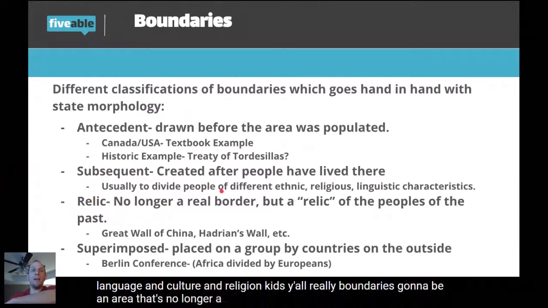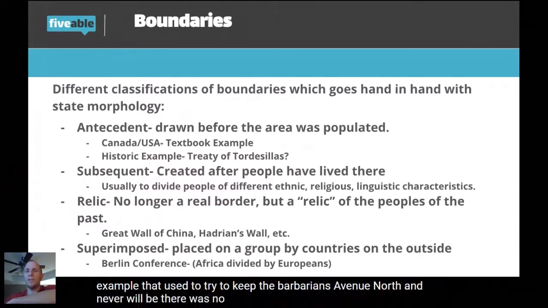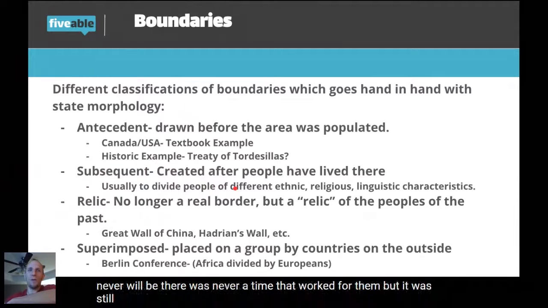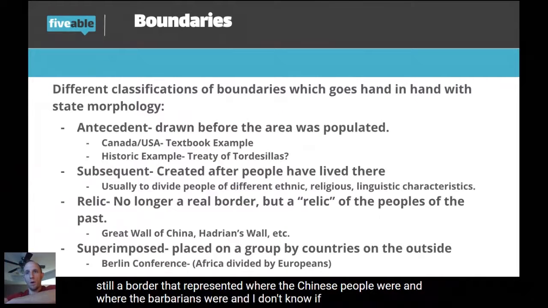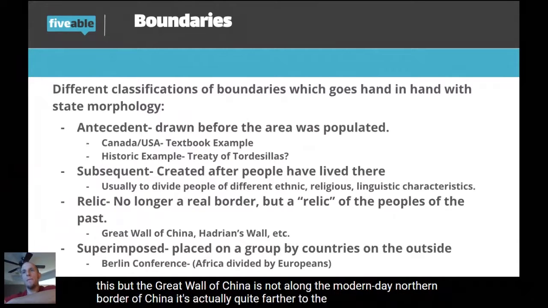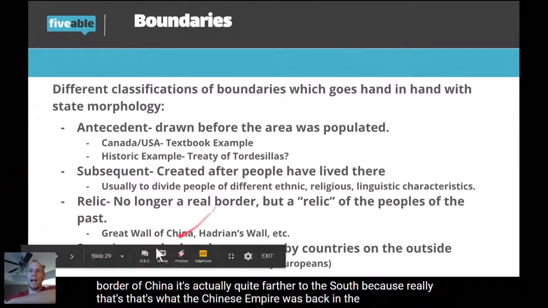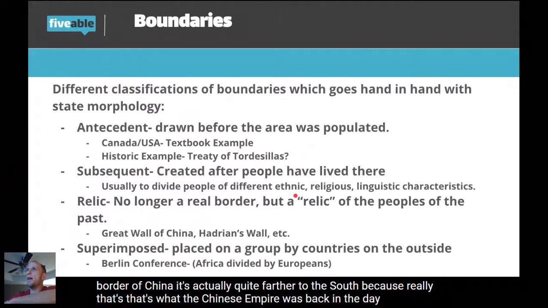A relic boundary is an area that's no longer a border at all. The Great Wall of China, for example, used to try to keep the barbarians out of the north. There was never a time that it worked for them, but it was still a border that represented where the Chinese people were and where the barbarians were. And I don't know if you guys ever noticed this, but the Great Wall of China is not along the modern day northern border of China. It's actually quite a bit further to the south, because really that's what the Chinese Empire was back in the day.